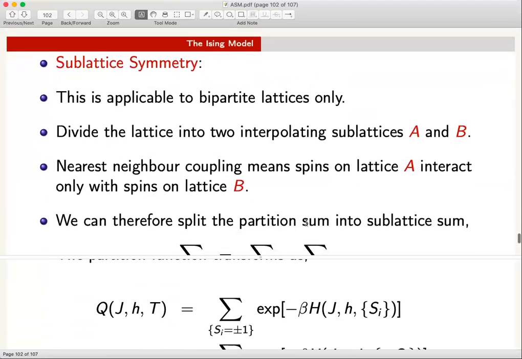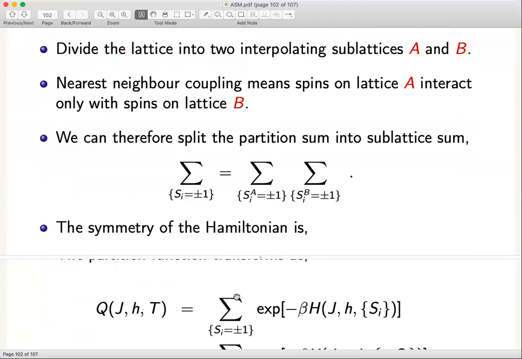So we can write that as a sublattice sum. The summation over Si = ±1 can be written as the sum over SiA = ±1 times the sum over SiB, which is also ±1. I'm just writing about this sum, the function of course has to be there.